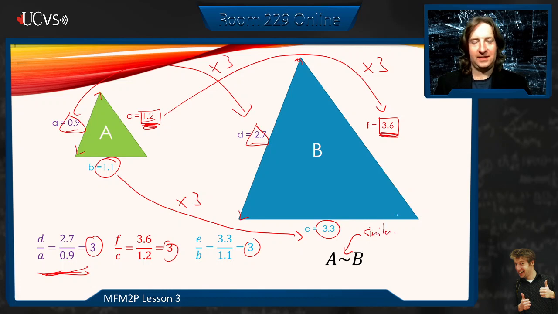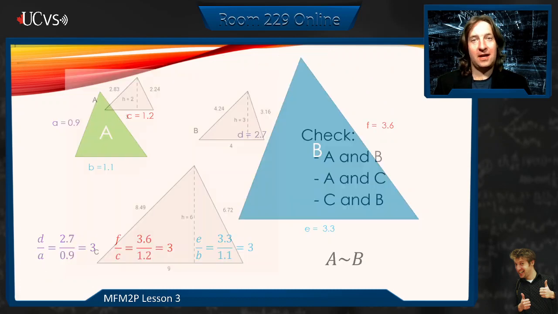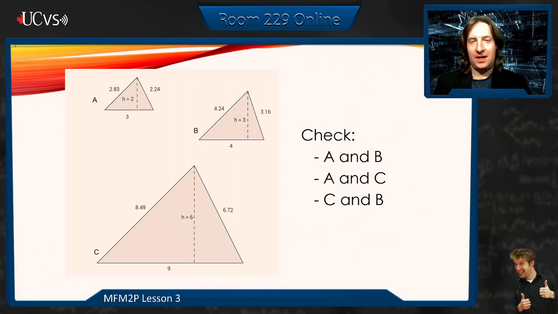Okay? And really, that's it. This is a nice quick lesson. For your assignment, for lesson 3, they're giving you these 3 triangles. And they look similar. They look all about the same proportions. But we're going to have to check, right? There are a whole bunch of decimals, so it's hard to tell just by looking at the numbers.